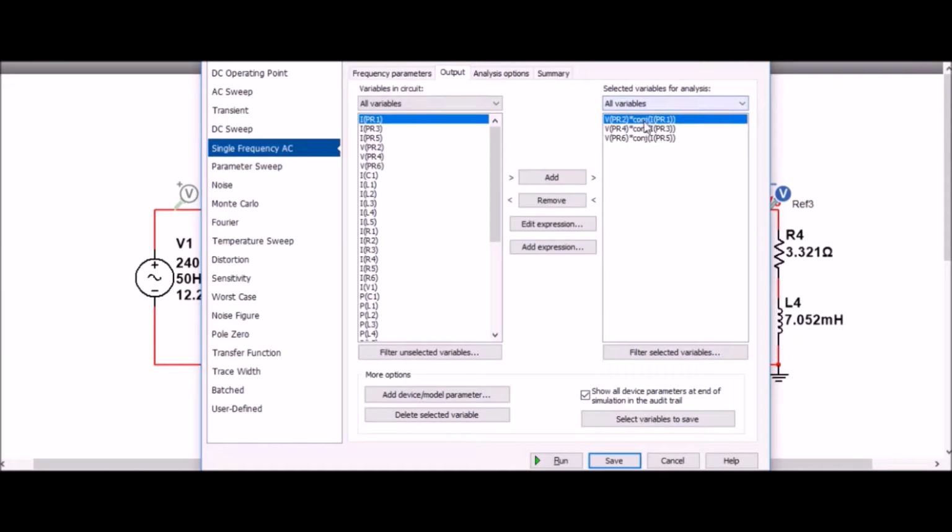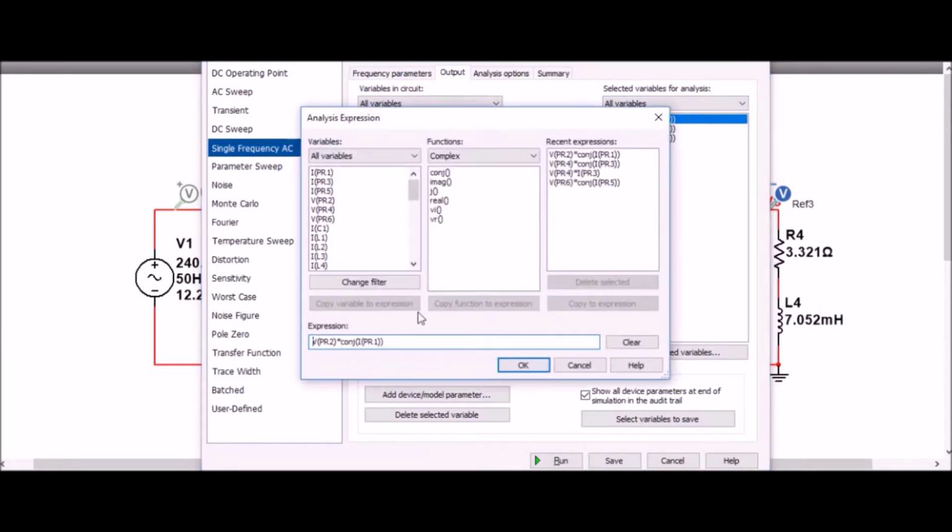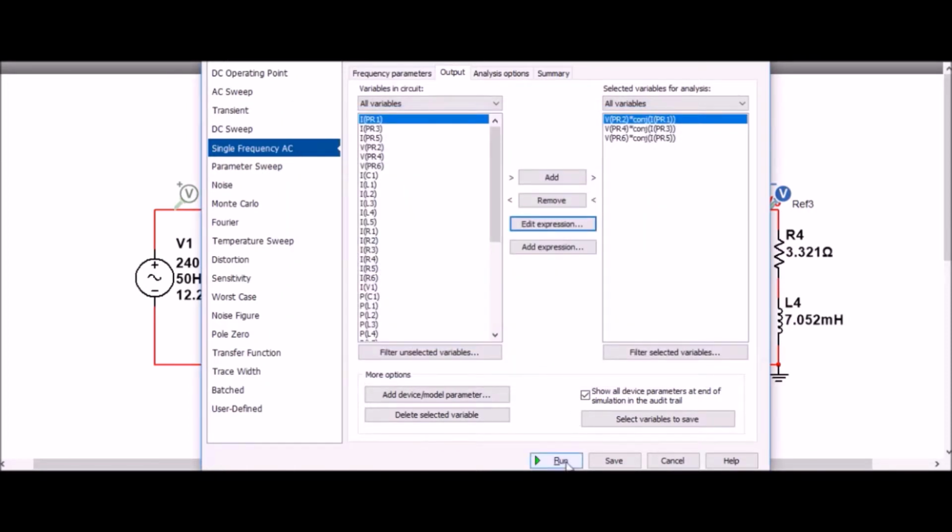At the variables, we have to add expression, V multiply with conjugate I for each transmission line. Lastly, click run and we will get the result.